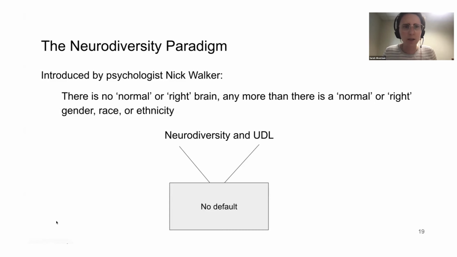I think this is where we start to understand some of these productive overlaps with UDL. Neurodiversity and UDL share that there is no default way to be. UDL focuses on learning, while neurodiversity focuses a little bit more on overall cognition, communication, and behavior.